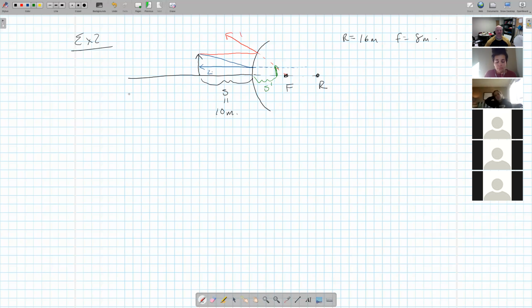Okay. So first, let's find the distance. Again, we have 1 over the object distance plus 1 over the image distance is equal to 1 over the focal length. But in this case, since this is a convex mirror, according to our sign rules, the focal length has to be negative. So I'm going to insert a negative sign here. This negative sign comes from the fact that this is a convex mirror. So when I put in the focal length, I'm going to use positive 8 since I already put in the negative sign here.